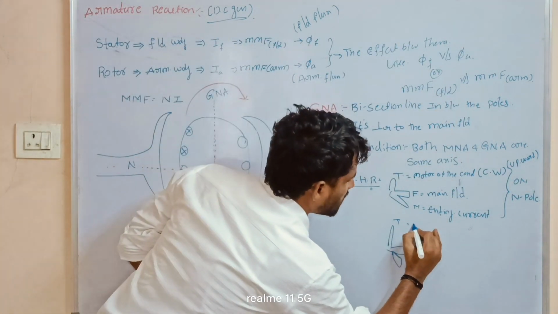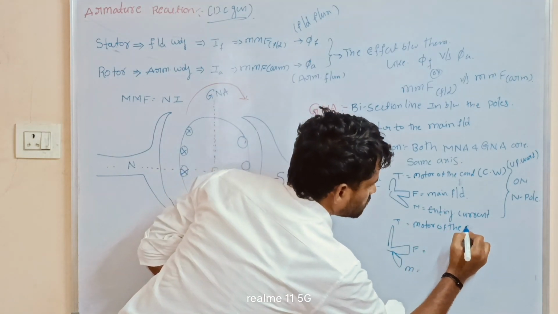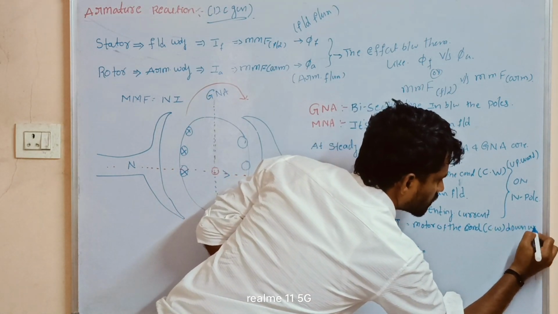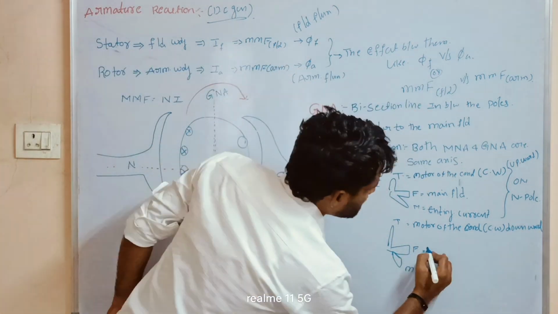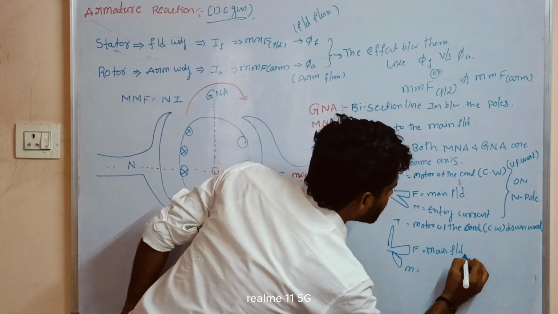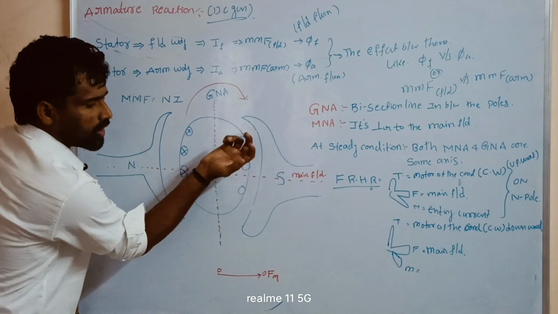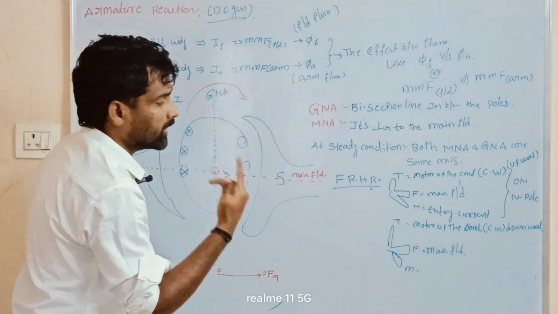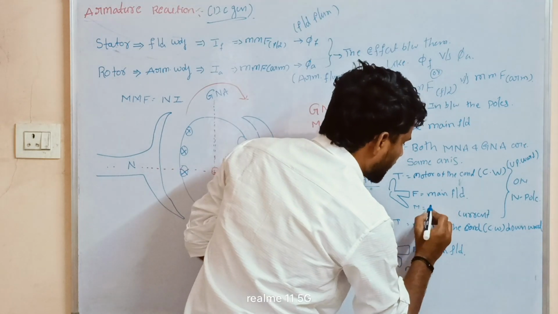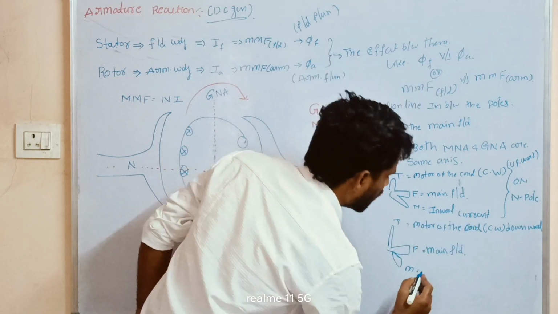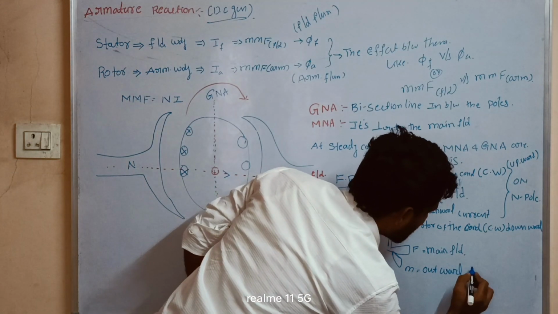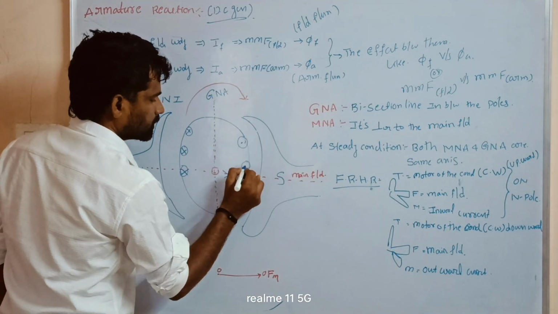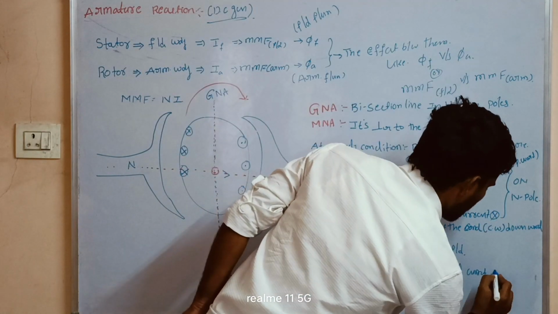Similarly, the thumb is the motion of the conductor. It is the same clockwise, but downwards. F is no change, F is the main field. Now we take the middle finger. With the motion of the conductor in the downward direction, the induced current is in the outward direction. Here it is inward, the entering current, and here outward. The outward current direction is indicated with the dot, and the inward with the cross.